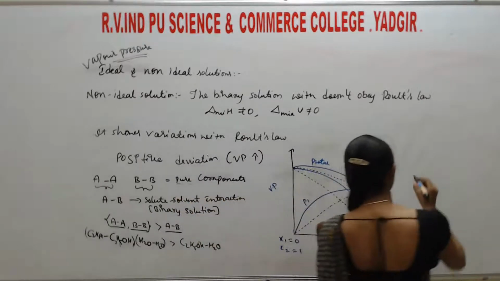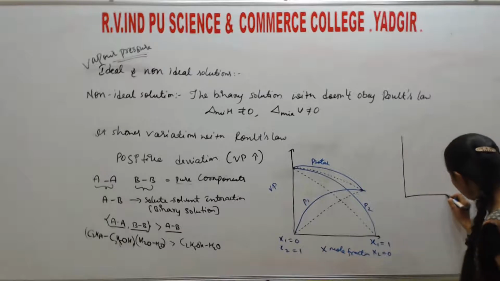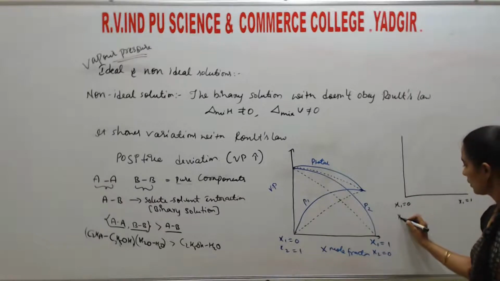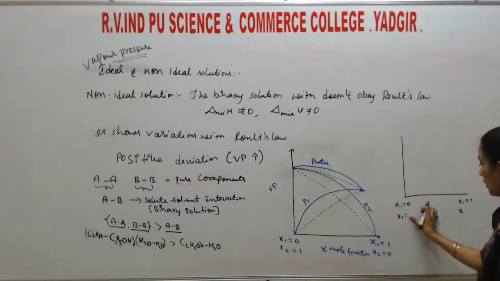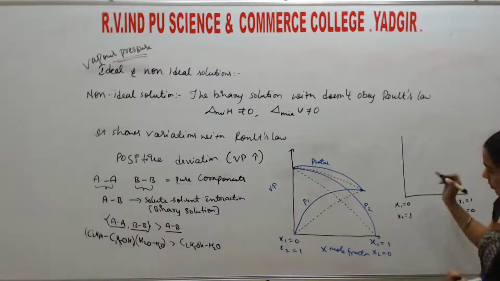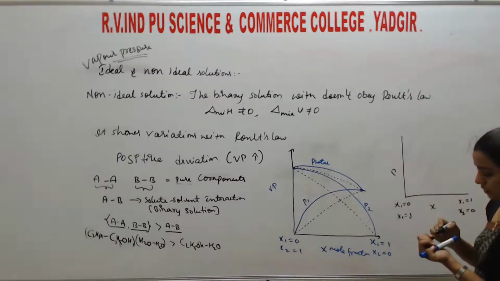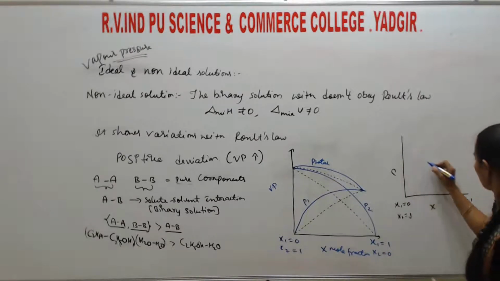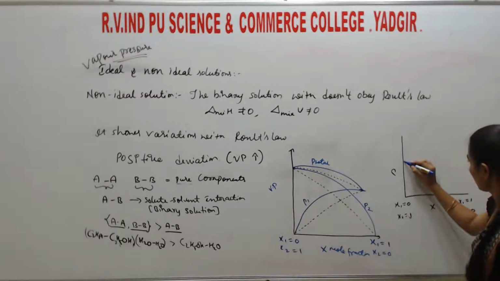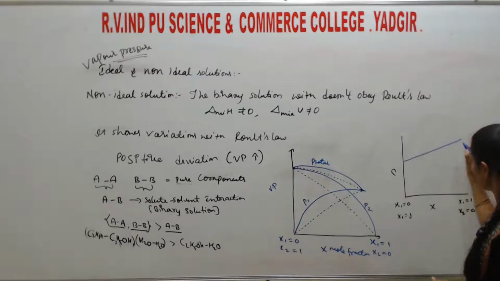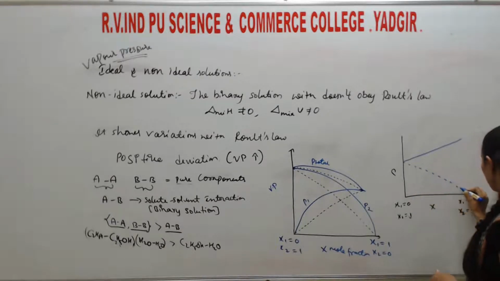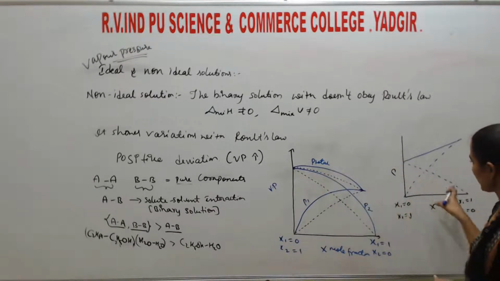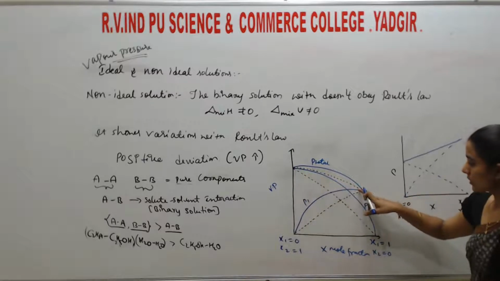So in the last class only I did it, students. Here x1 is equal to 0, x1 is equal to 1, x2 is equal to 0, x2 is equal to 1. This is mole fraction, this is pressure. We will get the graph in this manner. Correct? So this is the graph we got. Correct? That's what I wrote here. This is the expected graph.